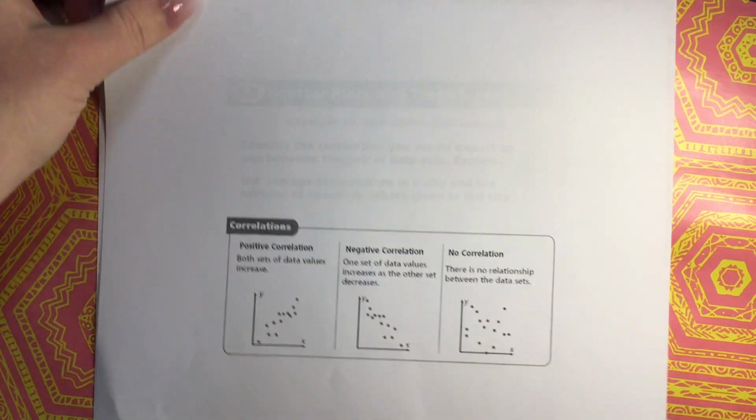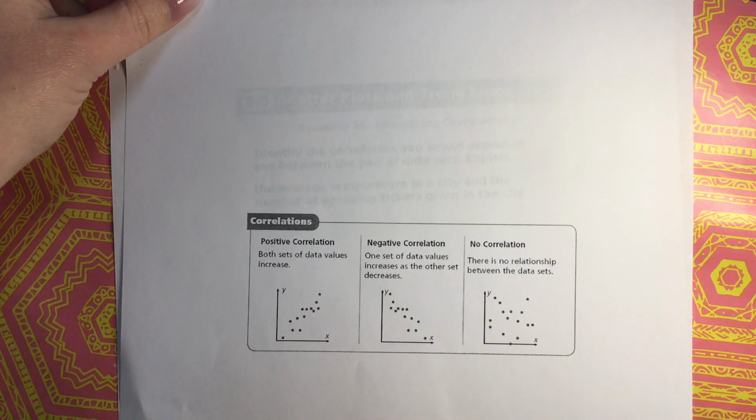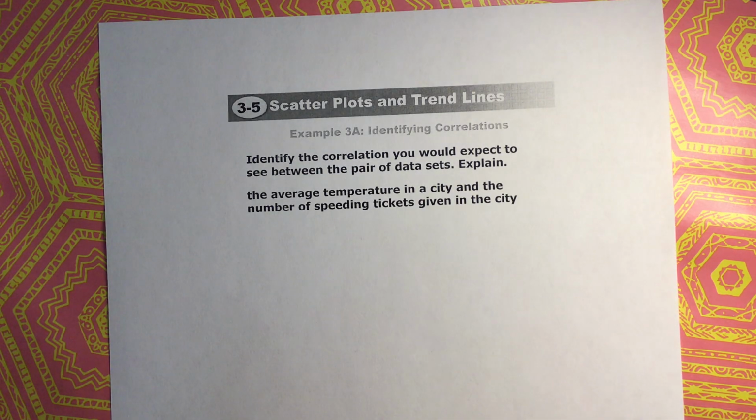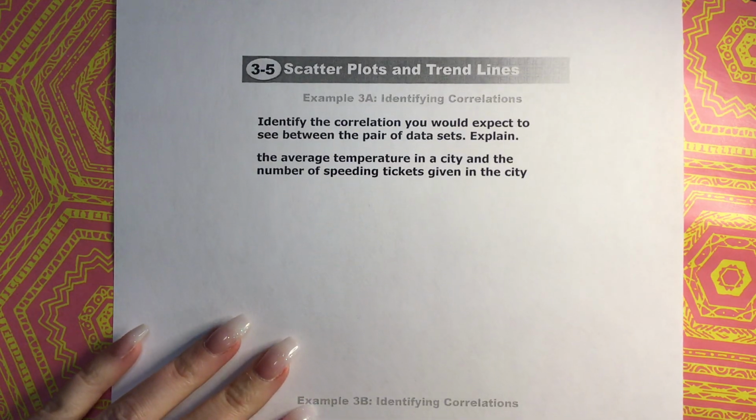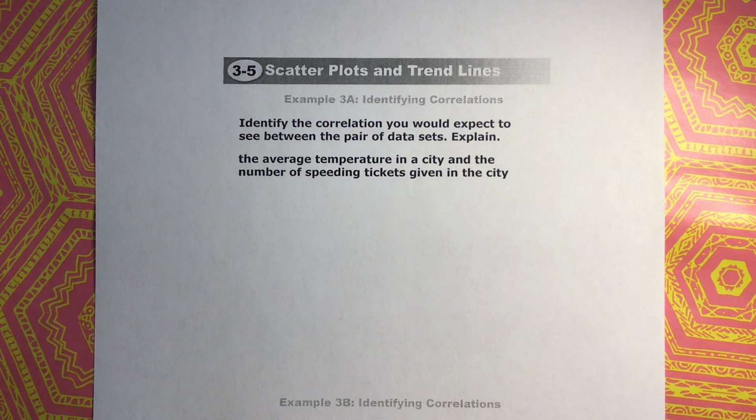So something that looks like this is a positive correlation, something that looks like this is a negative correlation, and then with everything scattered all around, that's no correlation. So let's look at this particular example and see if we can identify what type of correlation it is. It says the average temperature in a city and the number of speeding tickets given in the city.